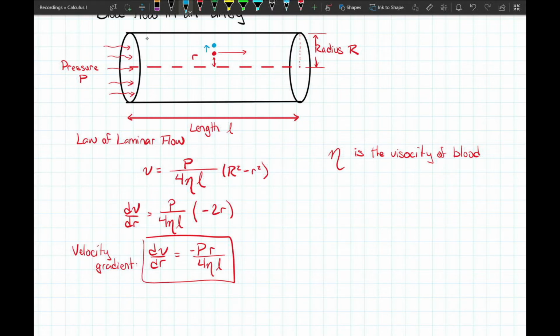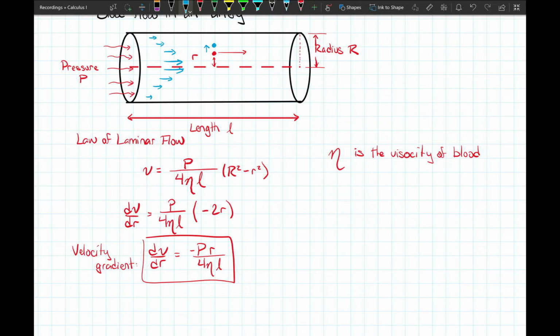So we have slow blood flow close to the wall. We have quicker blood flow towards the center. And that's how laminar flow works. Slower near the edges and faster in the center. That's all to do with the velocity gradient.